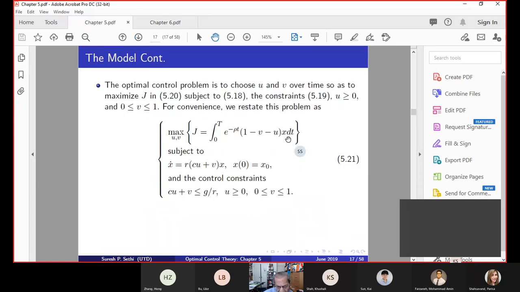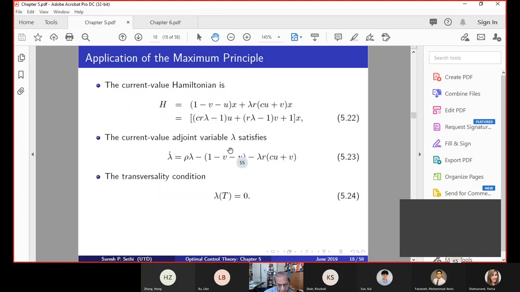Once we agree that this is the objective function, we already derived the state equation and the constraints, so we have a control problem in our hands. The idea now, for a fixed time t, is that we need to find the optimal controls u and v. So now we formulate a current value Hamiltonian. This is our integrand, plus lambda times our state equation. And then we simplify this so that the x term is outside.